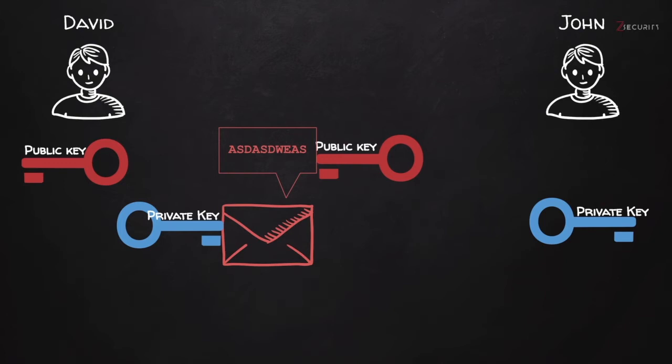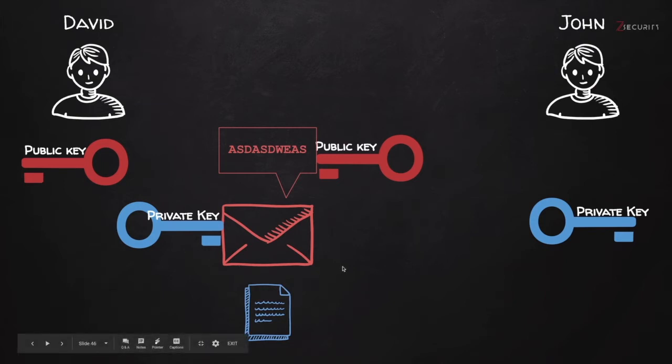So he still hasn't sent the private key. The message is still at David's end. And what he's going to do is he's going to create a signature for this message. This signature corresponds to this message, and if anything gets modified within the message, if one letter gets modified, the signature will change. Therefore, this signature can be used to verify that the message has not been modified since it got signed by David's private key.